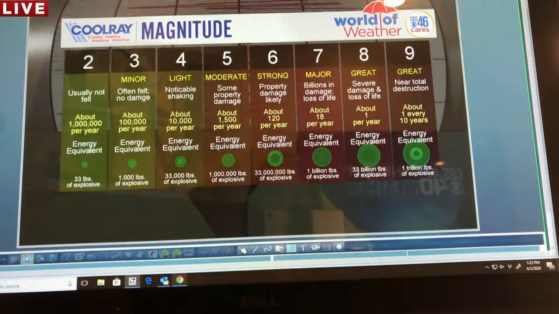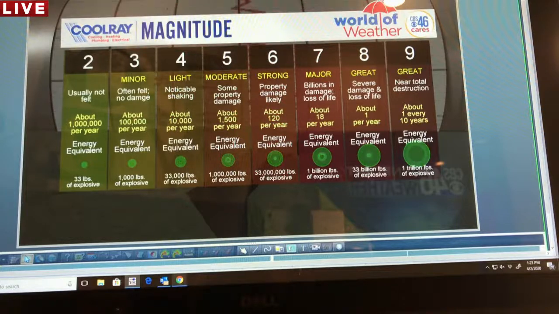Once you start getting into a category 6 or higher, that is a strong earthquake. That's when you get property damage likely. There's only about 120 strong magnitude earthquakes per year, and it is very, very destructive. You're looking at the energy equivalent of 33 million pounds of explosive. Once you get into a 7, an 8, a 9, I mean, you're talking about catastrophic damage, especially a 9, near total destruction. You only get one every 10 years or so. Doesn't happen very often. So that's the good news with it.